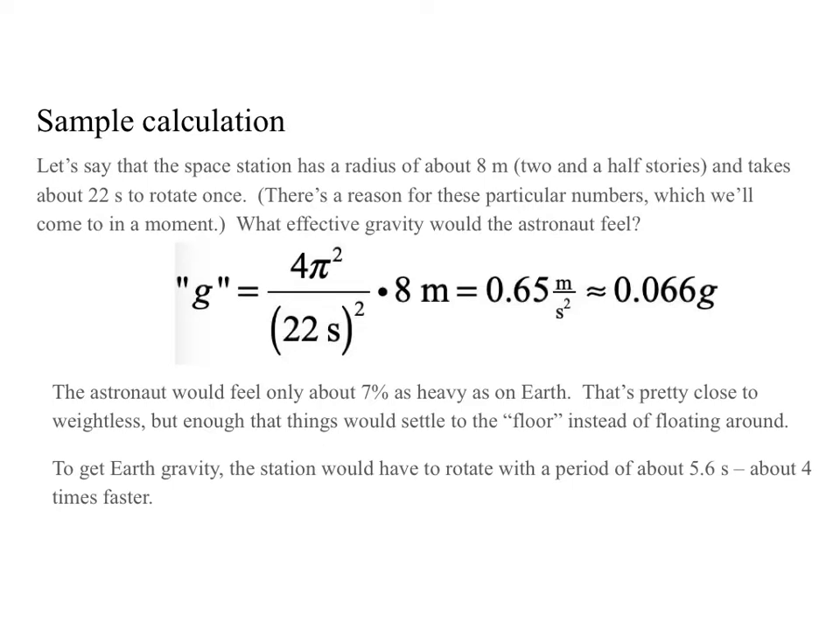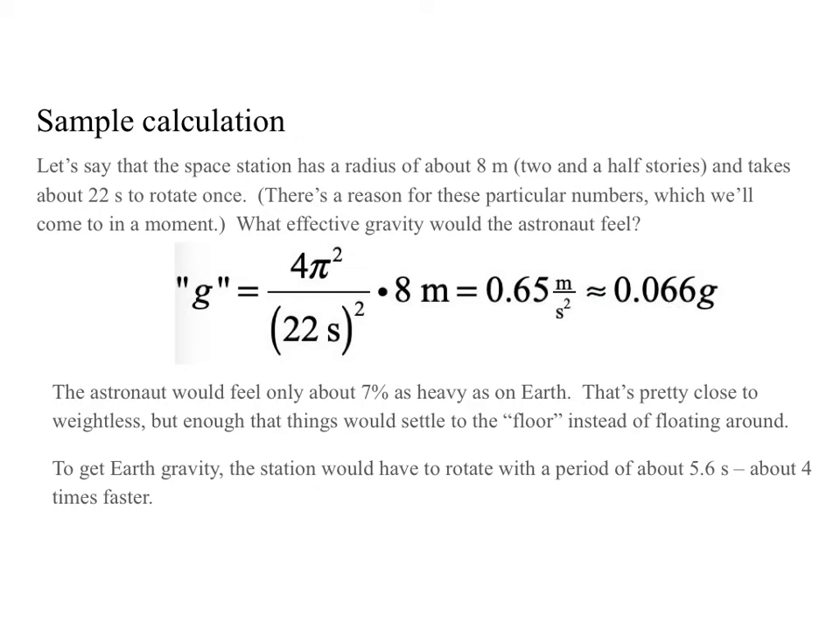And that has some implications we'll see in it. All right, simple calculation. Let's say the space station has a radius of about 8 meters, that's 2.5 stories, and takes about 22 seconds to rotate once. I have a reason for picking those particular numbers, which we'll get to in a slide or two. What effective gravity would the astronaut feel? And we say, well, g effective is 4 pi squared over 22 quantity squared times 8 meters, which turns out to be 0.65 meters per second squared, or about 0.066 g.